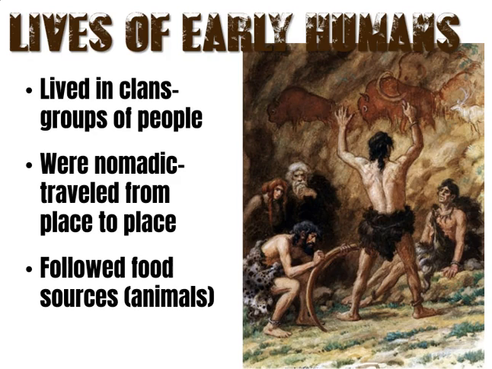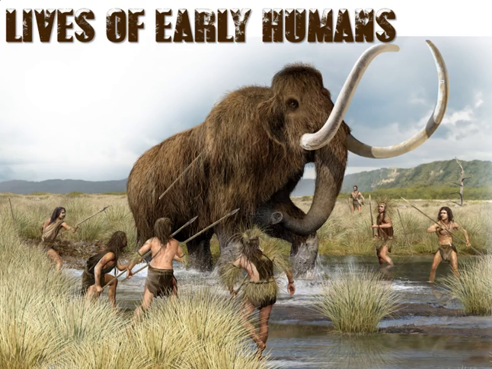This is the lives of the early humans. They lived in clans or small groups of people and were nomadic, meaning they traveled from place to place and followed food sources, right? So they were hunters and gatherers. That is the term for that, and it really makes a big difference when you talk about hunter-gatherer as opposed to agricultural based, because agricultural people definitely settled down. They didn't build things like we would normally see, all right?